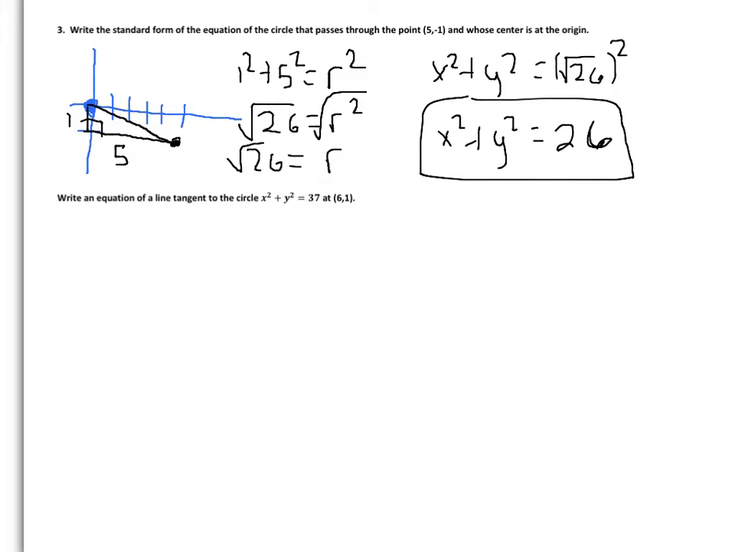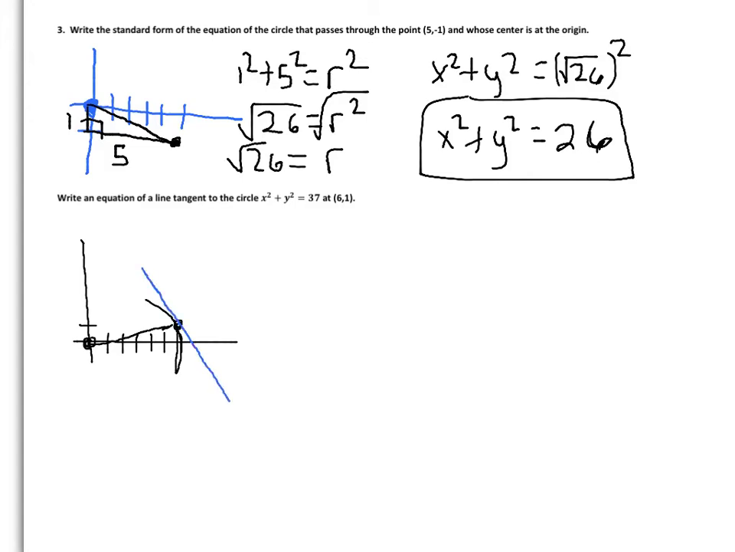All right. So it says write an equation of a line tangent to the circle x squared plus y squared equals 37 at 6, 1. So let's talk about what tangent means. So if I graph this, 1, 2, 3, 4, 5, 6, 1. Tangent means here's the circle. Tangent means it's going to come through, touch it one time, and form a 90-degree angle. Okay? That's what tangent means. So we got to figure out how we are going to do that.